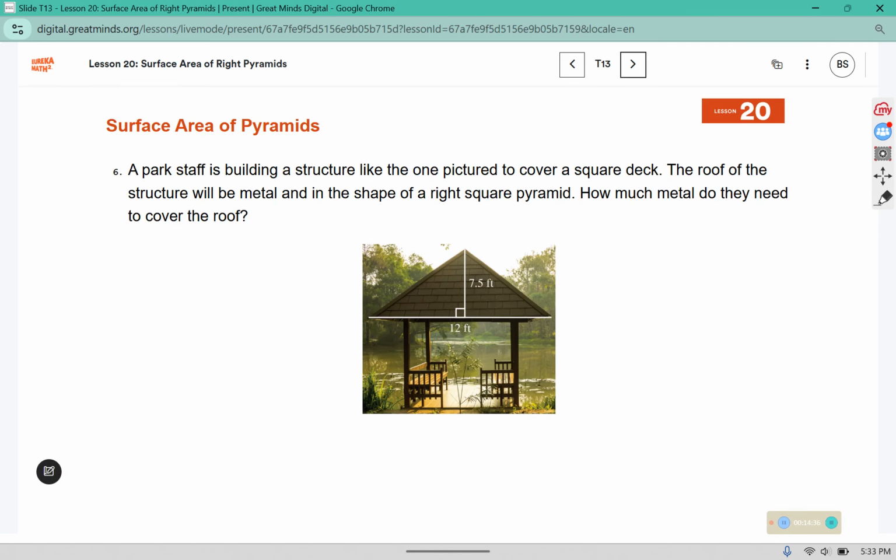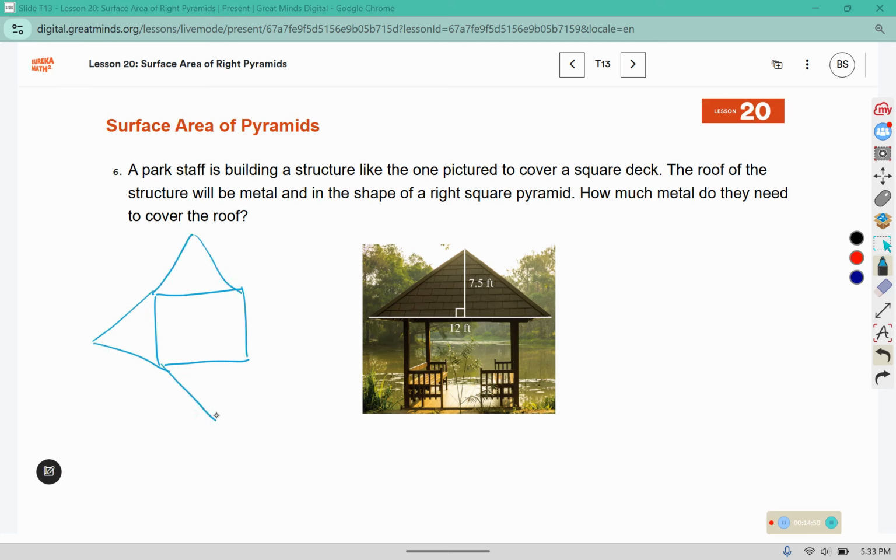A park staff is building a structure like the one pictured to cover a square deck. The roof of the structure will be metal and in the shape of a right square pyramid. How much metal do they need to cover the roof? So it's kind of like a pyramid with the triangles for each section of the roof and then the back section. But we're not going to necessarily need metal for under it in this square section. We're just going to need the triangle pieces around the roof.